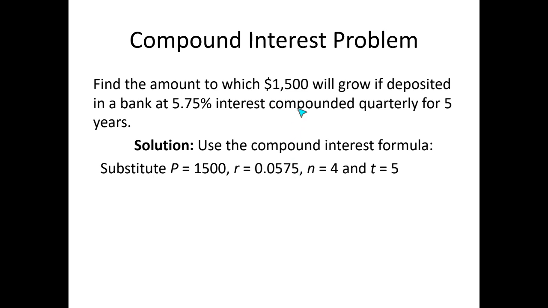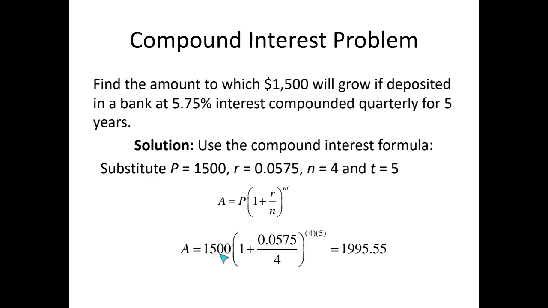It says that it's compounded quarterly. So quarterly means 4, so that's going to be n equals 4. And we're going to do this for 5 years, so t is 5. So we plug this into the formula. Then we get P is 1,500, r is 0.0575, n is 4, and t is 5. When you're doing these problems, 5 times 4 is 20, so you would have your 20 here. And then you want to do the inside of the parentheses first, and then raise it to the 20th power. And then the last thing you do is multiply by 1500.